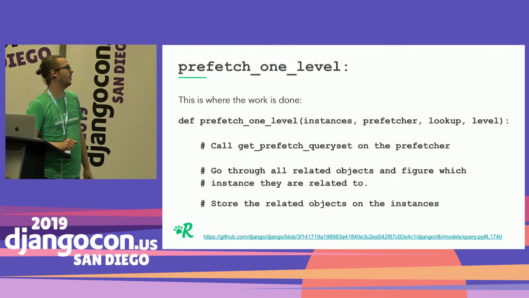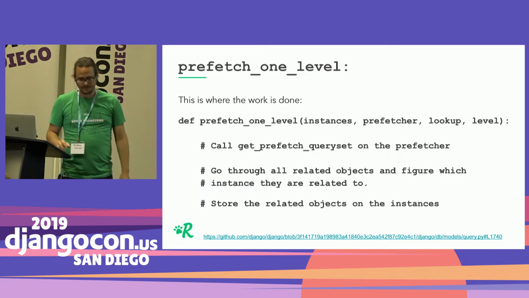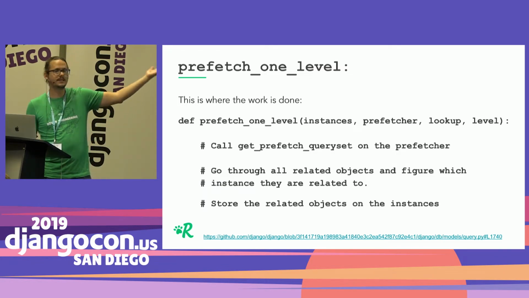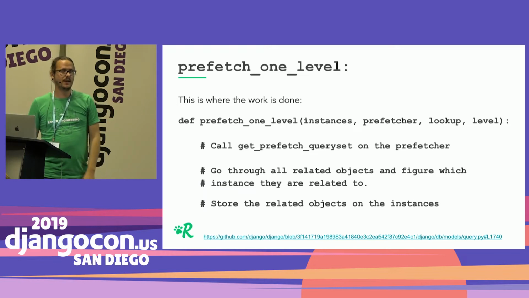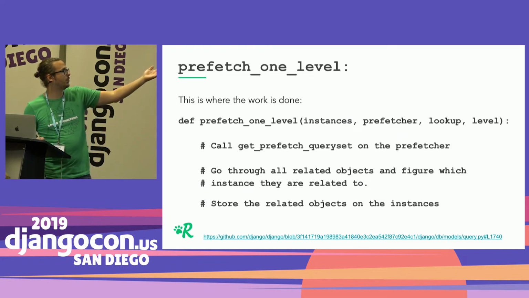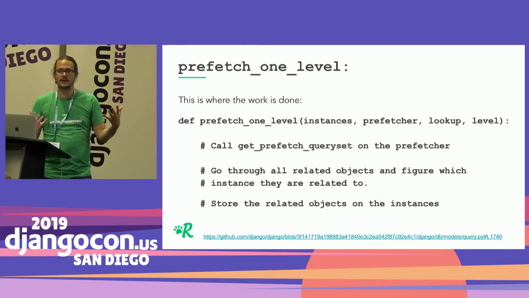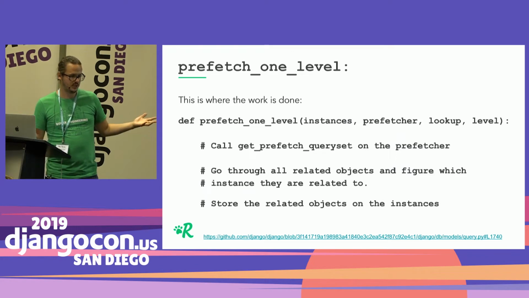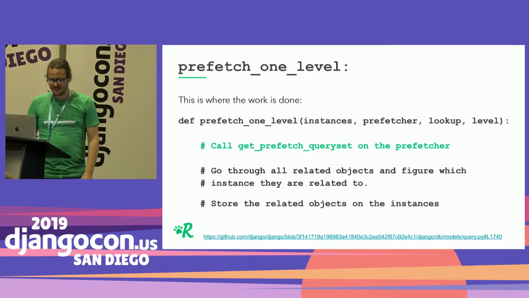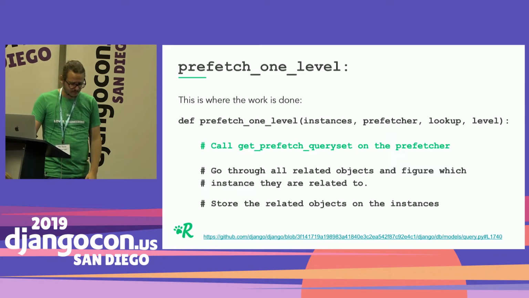This function basically has this outline. What we're passed in is a list of instances. Again, in our example, this would be a list of dog instances. And then we get a prefetcher, which is the thing that we just talked about, and that implements this get prefetch query set method. So the first thing it does is call that method on the prefetcher.